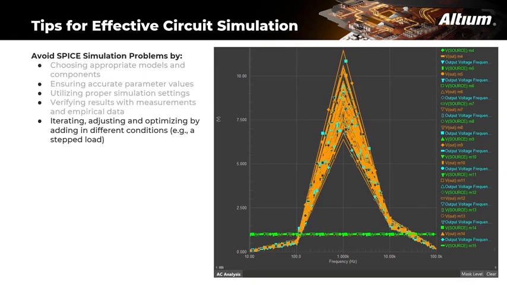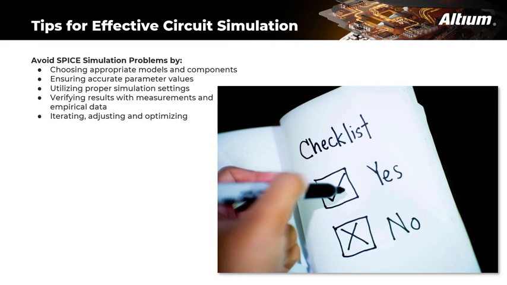The next tip is that you can iterate and optimize easier the earlier you are in the design phase. In fact, circuit simulation itself is an iterative process. Use the insights gained from your simulation to identify areas for improvement, and don't be afraid to make changes to your design or even your components as needed. This iterative approach helps ensure that your final design is both robust and reliable, saving you time and resources in the long run.